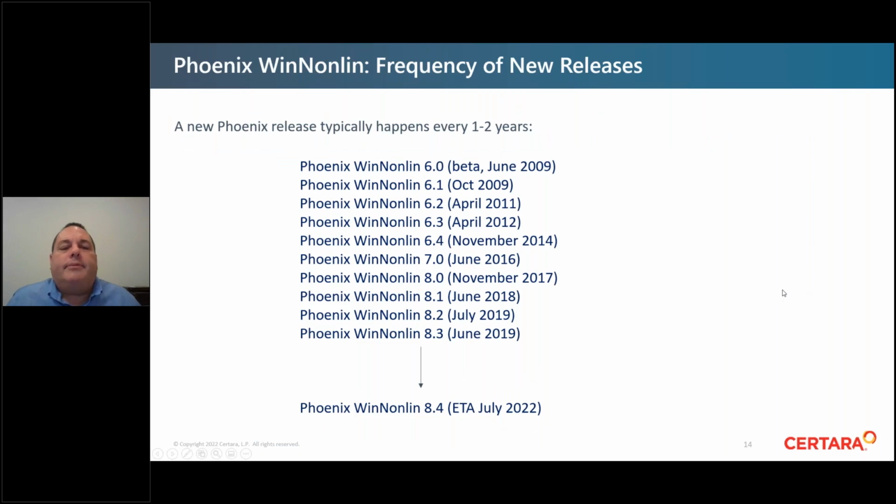As far as Phoenix WinNonlin is concerned, just to get an idea of how often we release new versions. Phoenix first appeared in June of 2009, and we typically release a new point version about every 1 to 1.5 years. In the Phoenix 8.3 series, we did a series of maintenance releases, but we're also working toward a Phoenix 8.4 release. So it is an active live software that is continuing to be improved and developed over time.